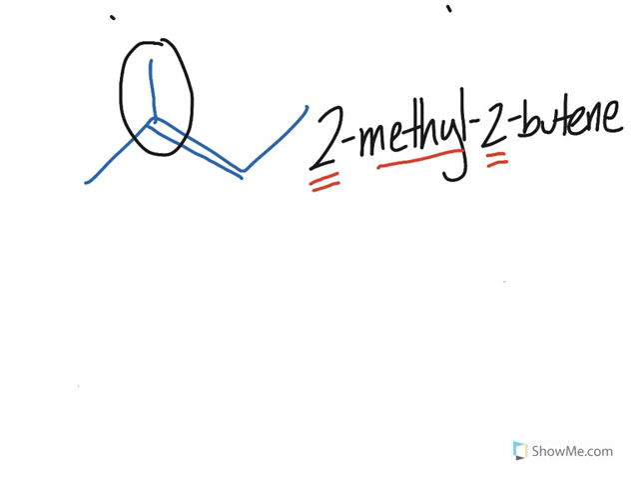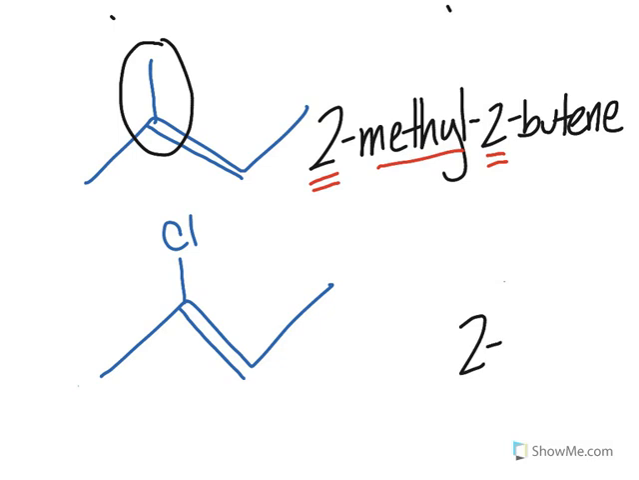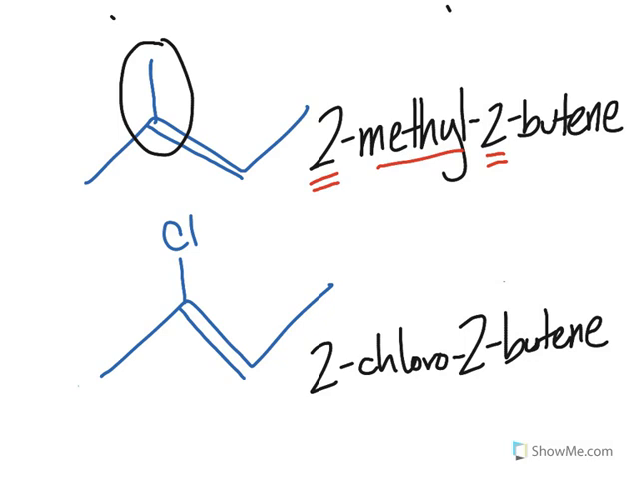Okay. What if we have a similar molecule? We'll stick with the 2-butene right here. And then we have a halide, which is a chlorine in this case. The same rules would apply. This will still be a 2-butene. But now we put 2-chloro-2-butene. Right? And I think you guys would understand at this point.